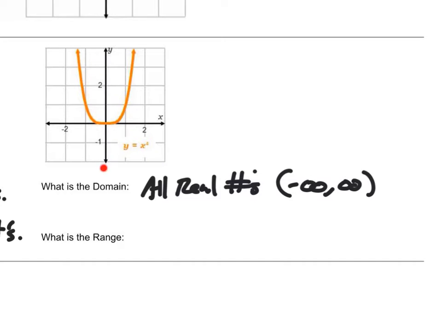Okay, we don't have any negative y values, but we start at 0, and we have positive y values from there. So the range would be the y values, y is greater than or equal to 0. Okay, and if you wanted to put that in interval notation, you would say 0, comma, positive infinity, and you go in that direction.